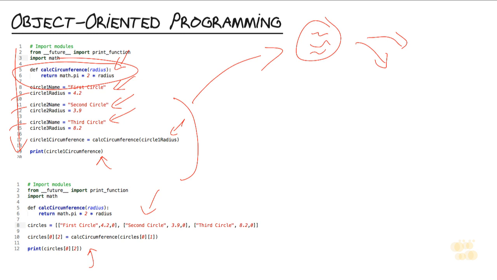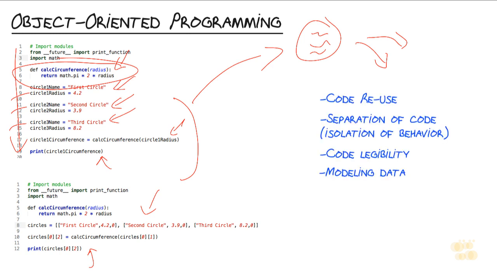Object-oriented programming offers a lot of features that are going to make your programs really, really powerful. For starters, they encourage good code reuse. Like the calculate circumference function I showed on the left-hand side, reusing code is really important.